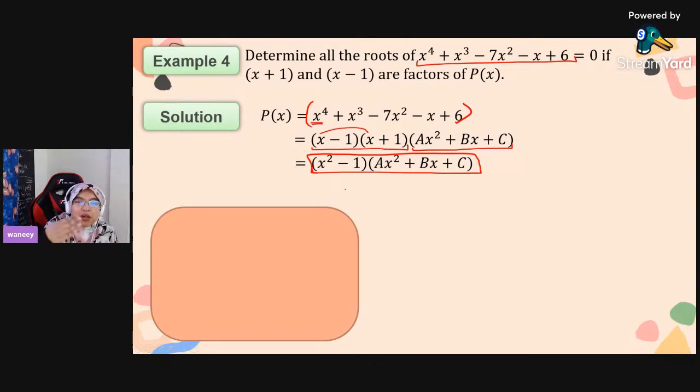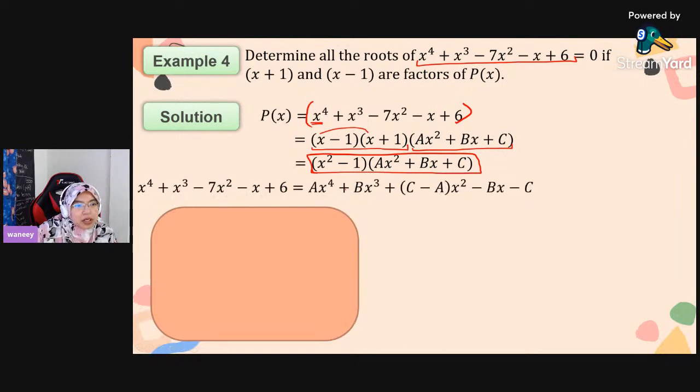And then of course we are going to compare x to the power of 4, x cubed, x squared, x, as well as the constant. And then find the value for A, B, and C. Okay, so let us try to expand this one first. So we are going to get x to the power of 4 plus x cubed minus 7x squared minus x plus 6. So this is your P(x).